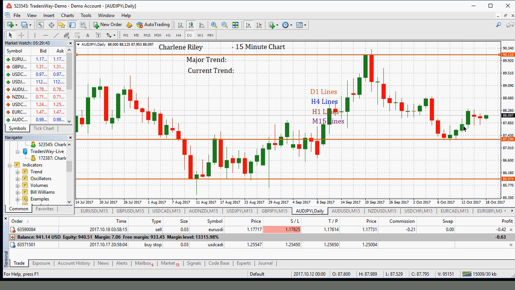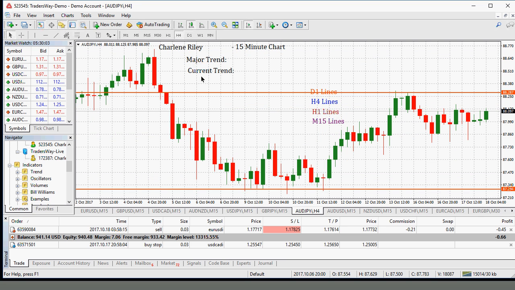1, 2, 3, 4, 5, 6, 7. So the high of the week was there. So the market for the past week has been ranging between these two lines. Now go over to the 4-hour chart, and here's that same range again, and notice here's a good place here, so let's put a line there.